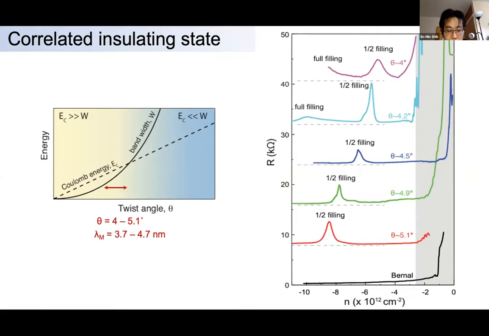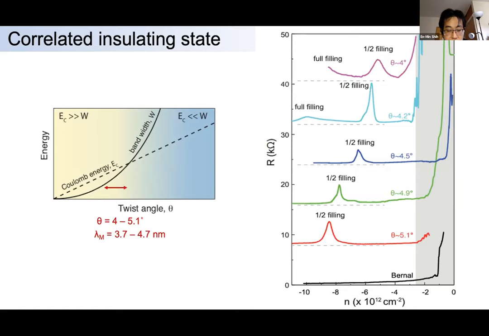However, a correlated state can still be observed. Here we show several curves on the right of four-probe resistance versus charge density. The bottom line is the typical Bernal bilayer graphene, which is a natural form, Bernal bilayer, which is a natural form type. As we increase the hole doping, the resistance just goes down monotonically. The curve is featureless.